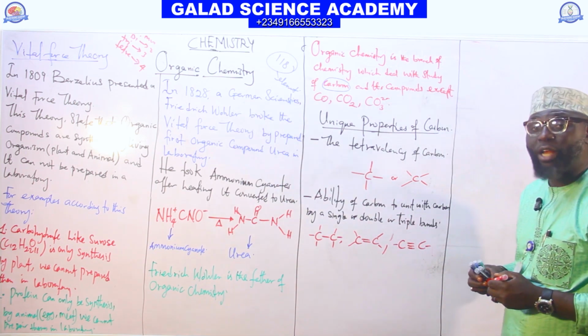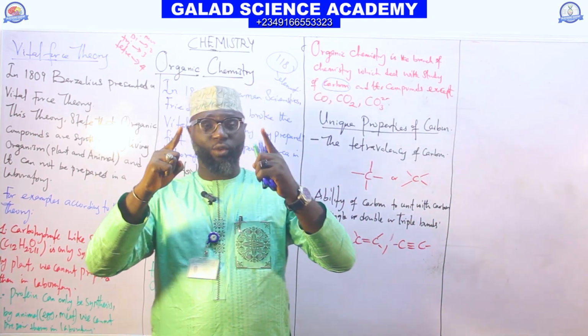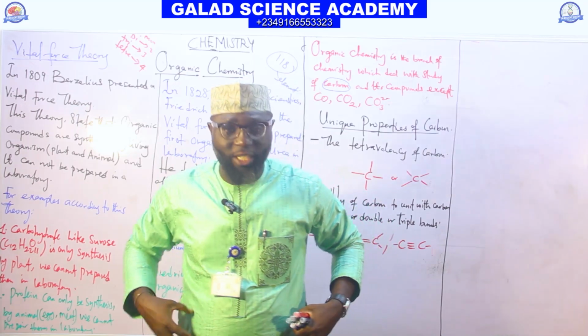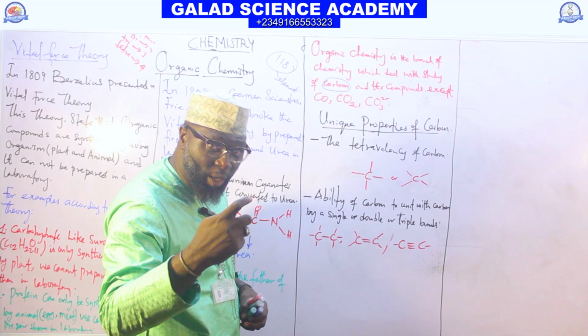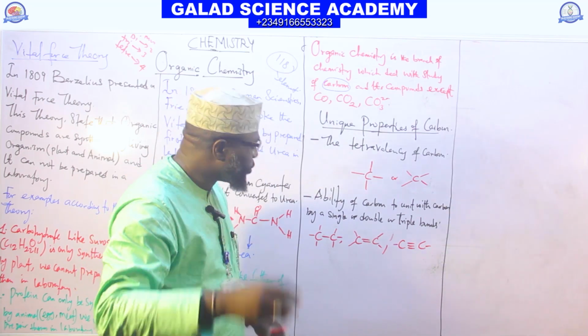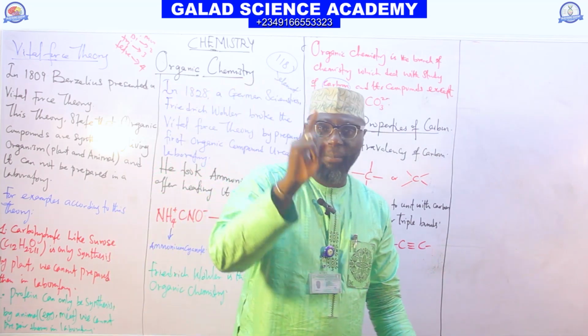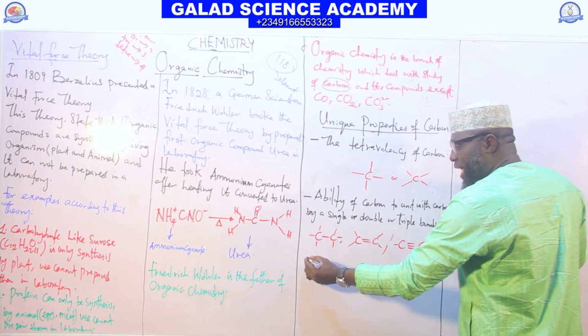So I said, even in organic chemistry, whenever you are doing the structure of carbon, four bonds must attach to carbon: tetravalency. Carbon can form a double bond, a single bond, and a triple bond with another carbon. Other elements cannot.